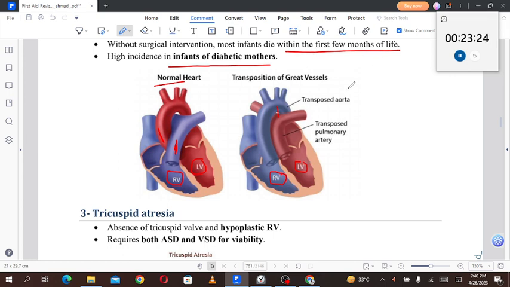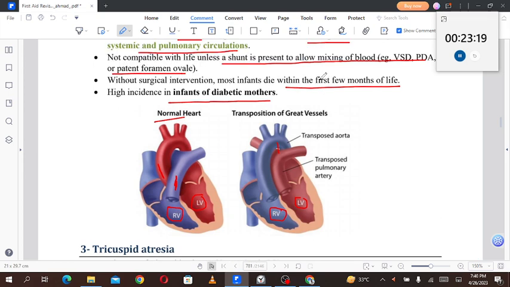Otherwise this condition is not compatible with life. These children are not viable for life.